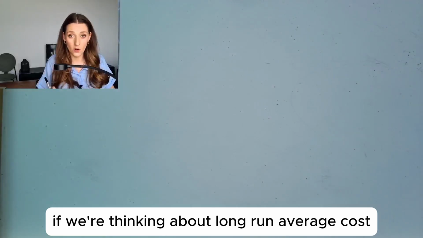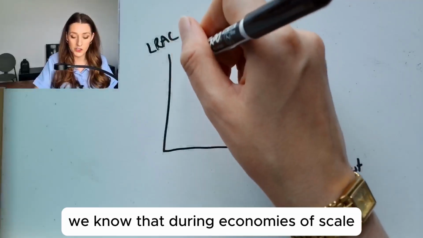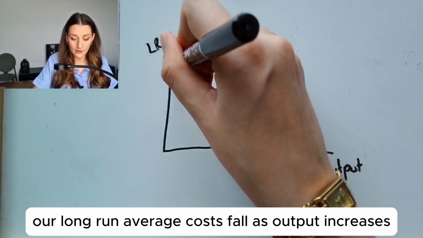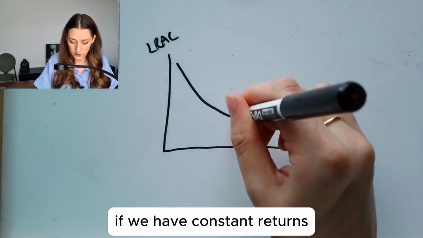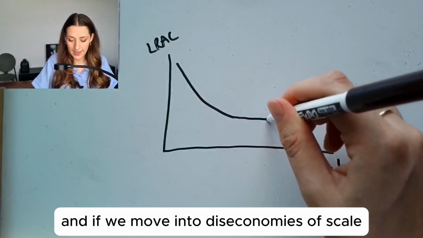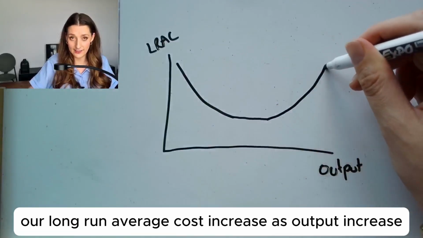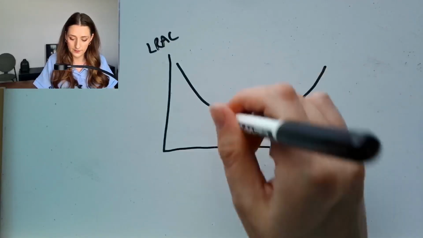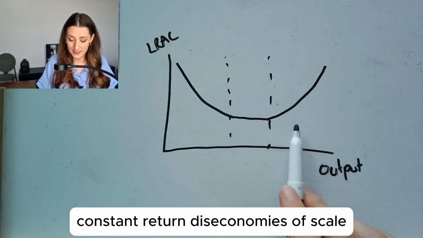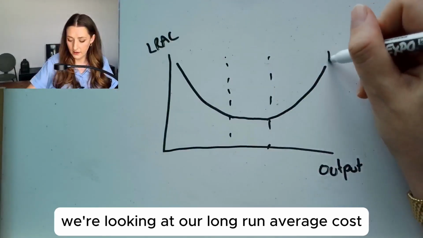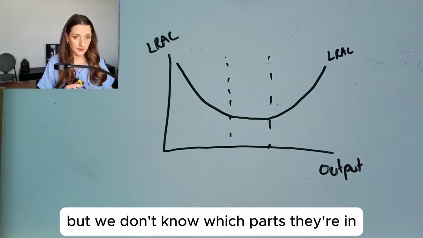If we're thinking about long-run average cost, because we're talking about economies of scale, we know that during economies of scale, our long-run average costs fall as output increases. If we have constant returns, it is horizontal. And if we move into diseconomies of scale, our long-run average costs increase as output increases. So we've got economies of scale, constant return, diseconomies of scale. We're looking at our long-run average cost, but we don't know which part they're in.